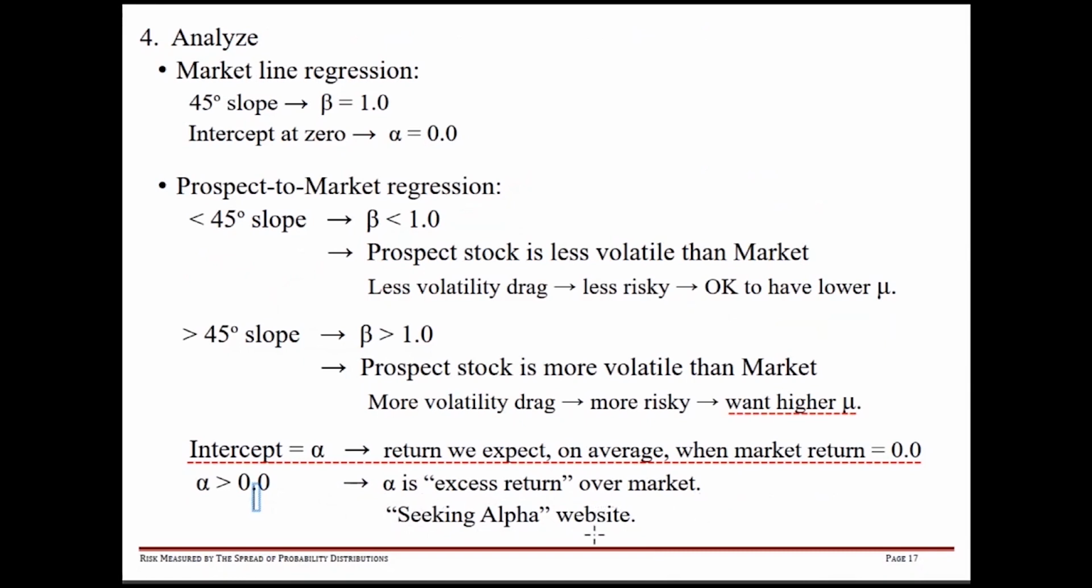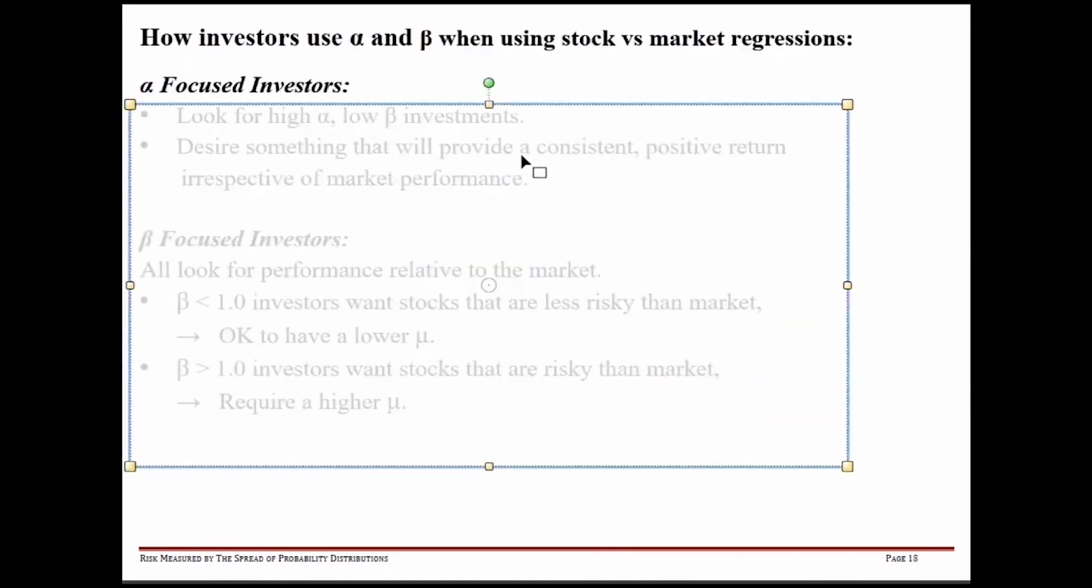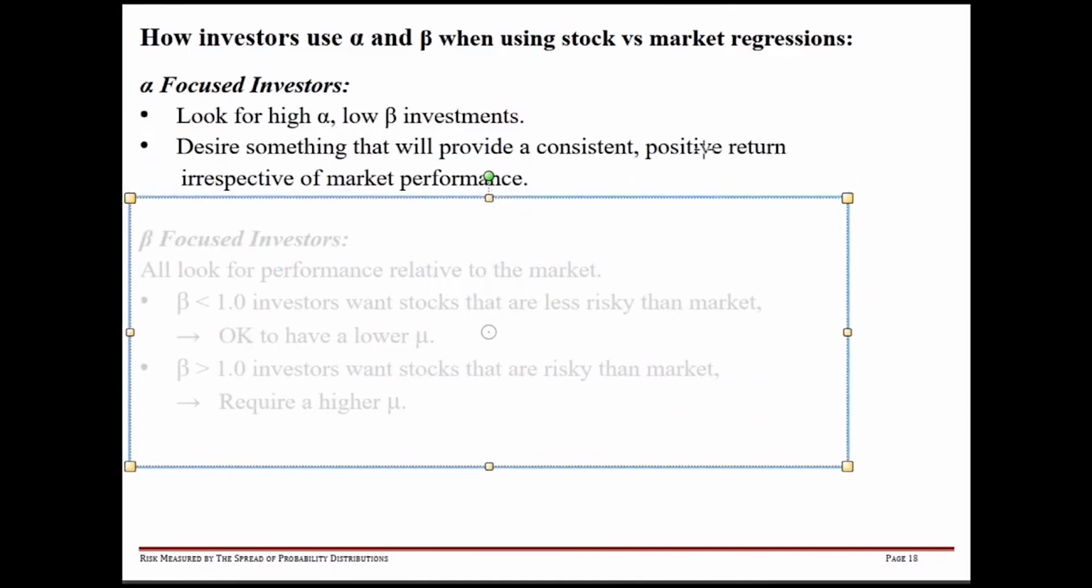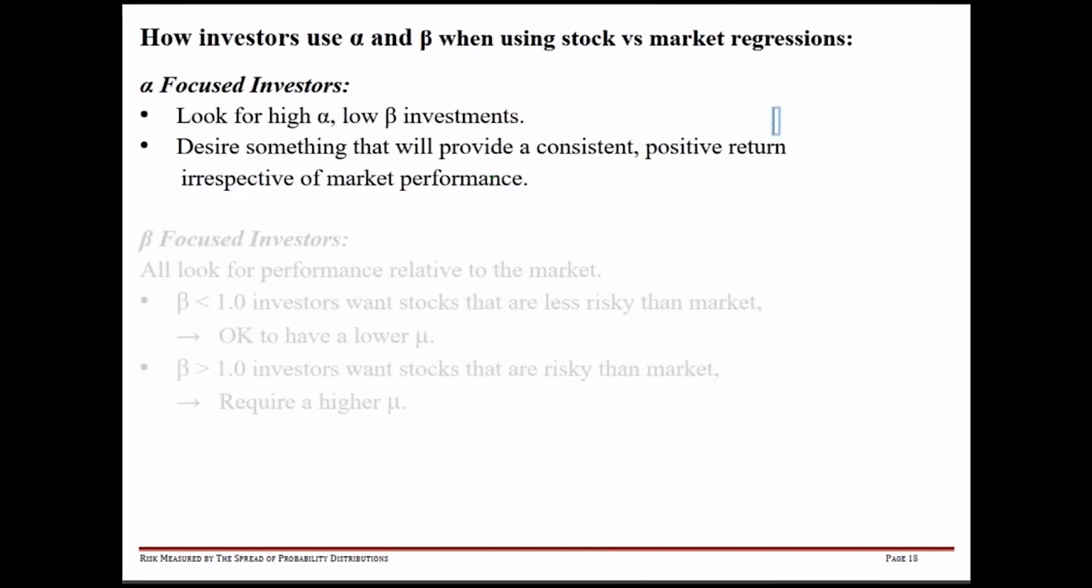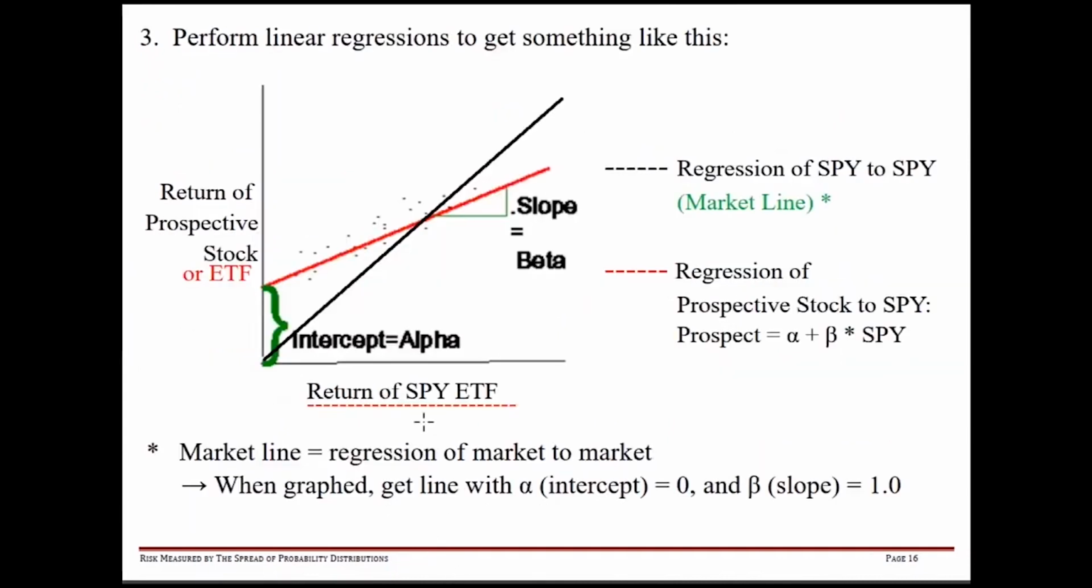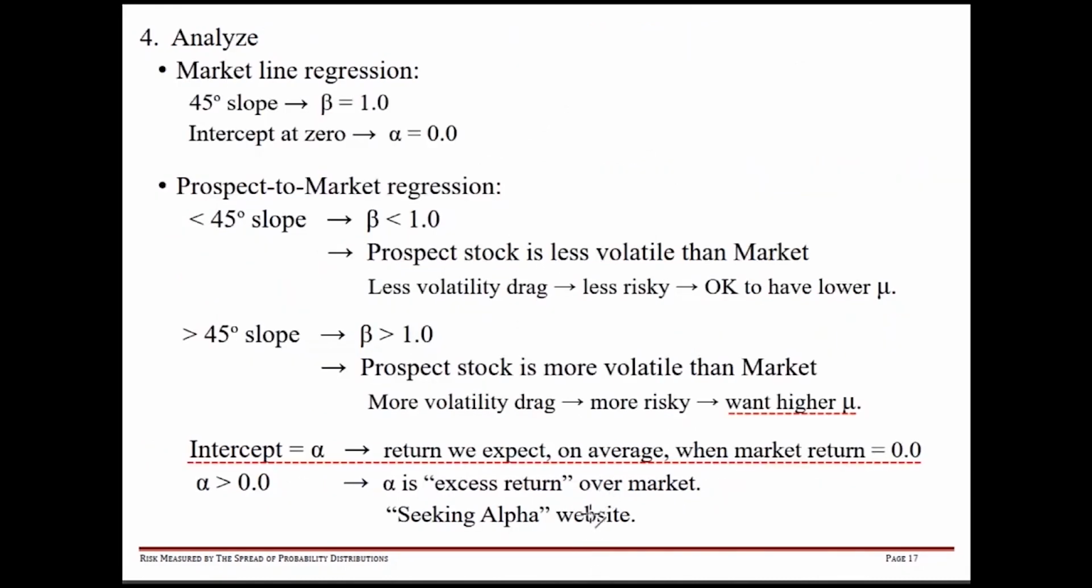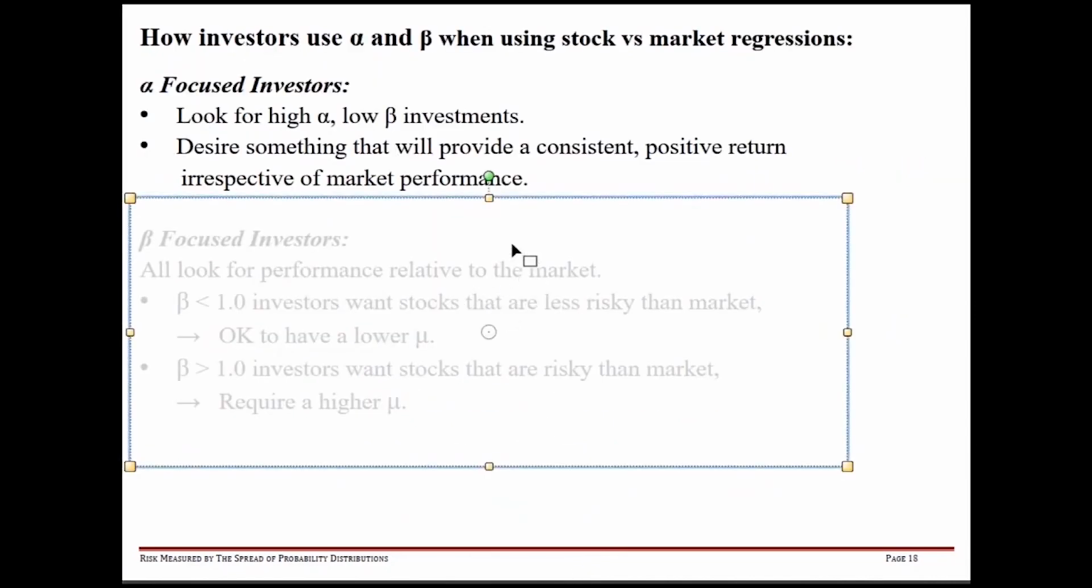And we talked a lot about investors who focus on that, and let me go over that a little more here. Alpha-focused investors are always looking for a high alpha. Okay, so when the market's not doing anything, they're making a lot of money, and their sort of holy grail would be a line like this, that no matter what the market is doing, they're making some return alpha here. So those are our alpha-focused investors. And so they want to give us a consistent return. The key here is irrespective of the market's performance.